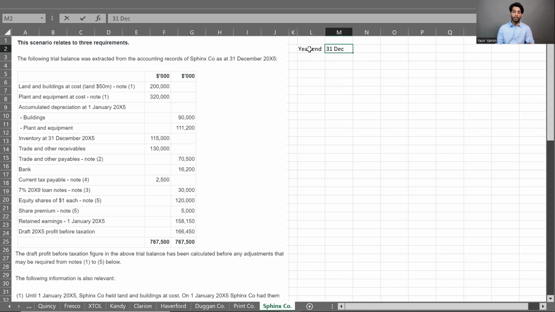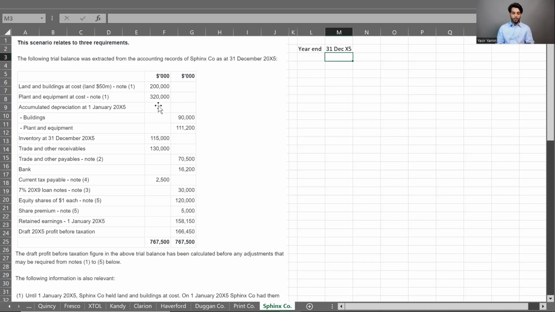31st December X5. Now, always remember that one of the smarter moves in your examination questions is that you try and make a short summary of whatever data you find useful in the question. It will save you a lot of time on your actual application of the answer, right? So the trial balance as at 31st December X5 is as follows.